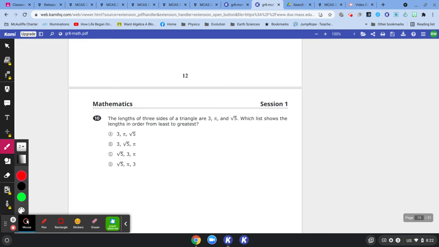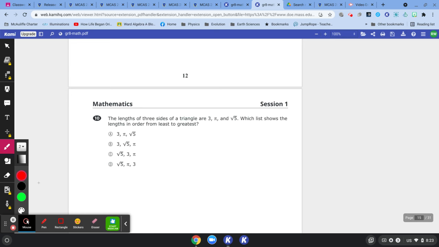So we're told the lengths of three sides of a triangle are 3, pi, and square root of 5. Which list shows the lengths in order from least to greatest? So let's think about what we know. Pi is often estimated as 3.14, so we can be pretty sure that 3 is going to be less than pi. Probably the trickiest question is, what is the square root of 5?